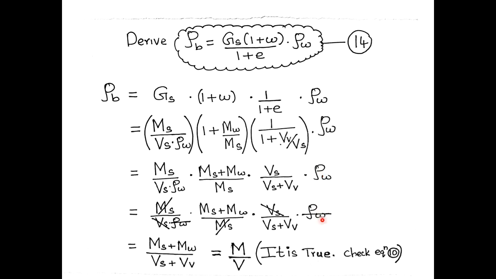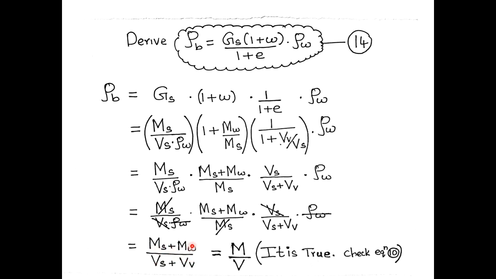Okay, this rho W, that's that one. This rho W cancels out. This MS cancels out. This VS cancels out. Now remaining is (MS plus MW) over (VS plus VB). That is this one.